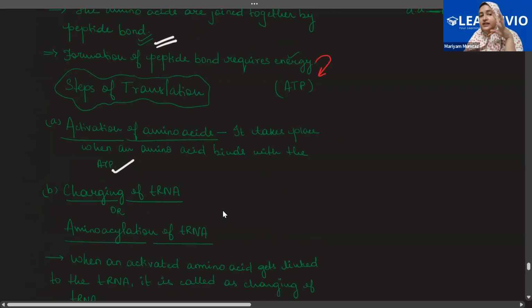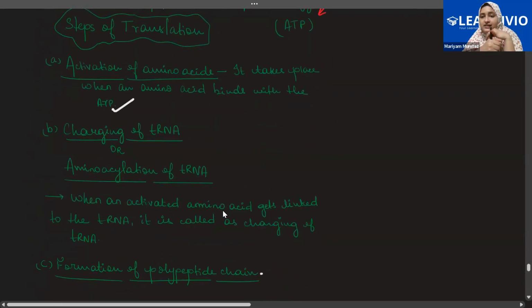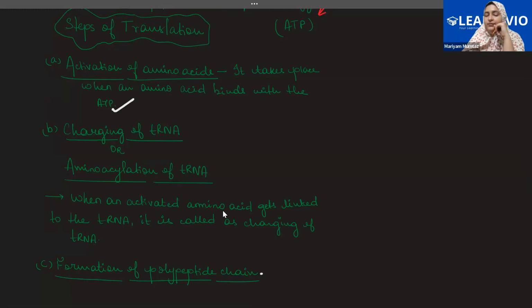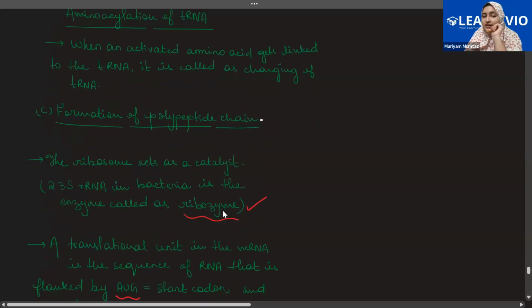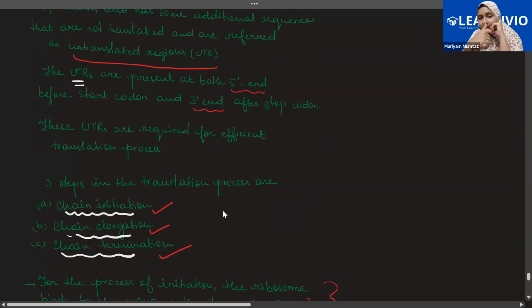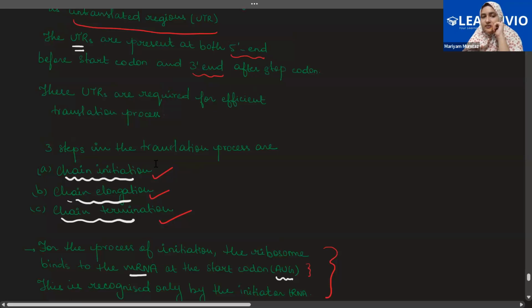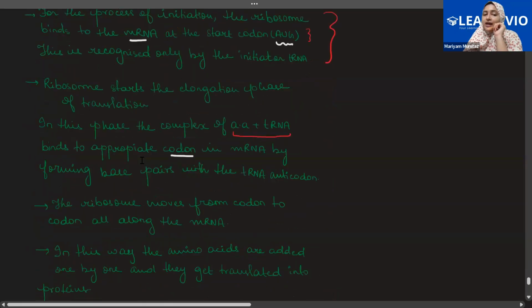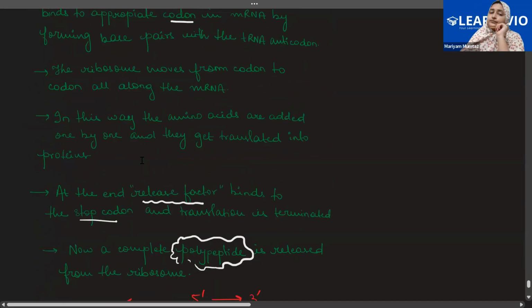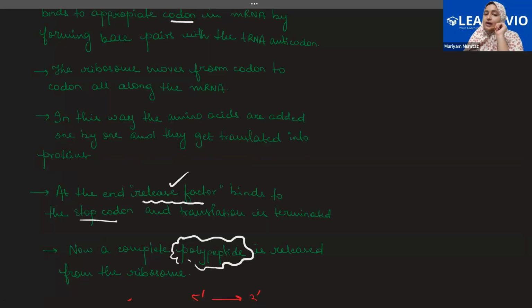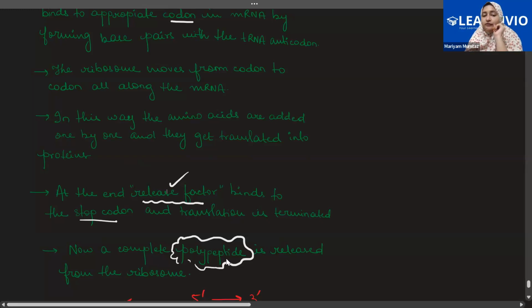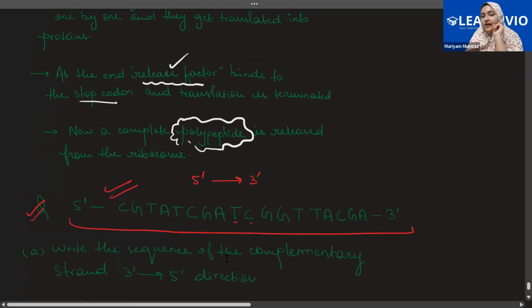These are some additional steps that take place. First, activation of amino acid. Then the amino acid binds or gets linked to the tRNA, that is charging of tRNA. Then the formation of the polypeptide chain takes place. Completion of the whole protein synthesis takes place after chain initiation, chain elongation, and chain termination. Lastly, when all three processes are done, a release factor comes along and the process gets terminated. Finally, the polypeptide which was being formed now gets released from the ribosome.